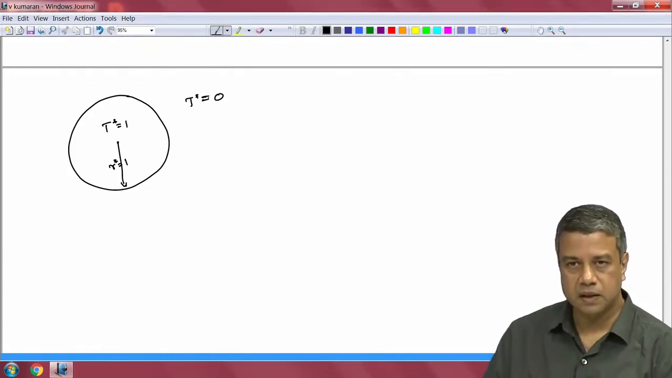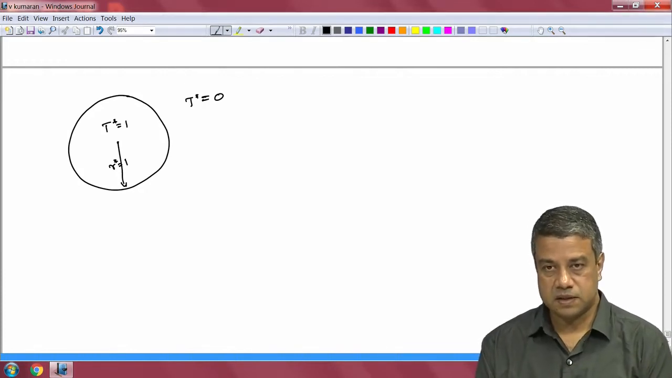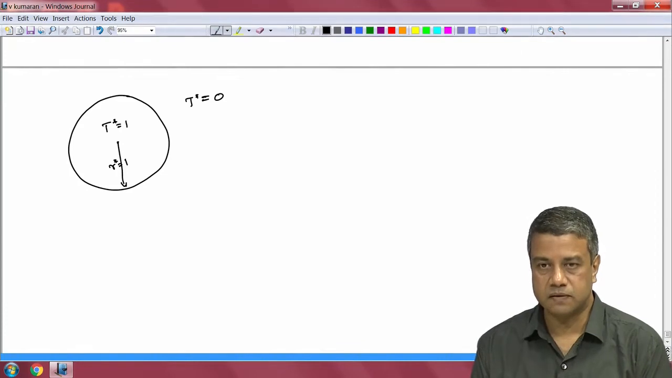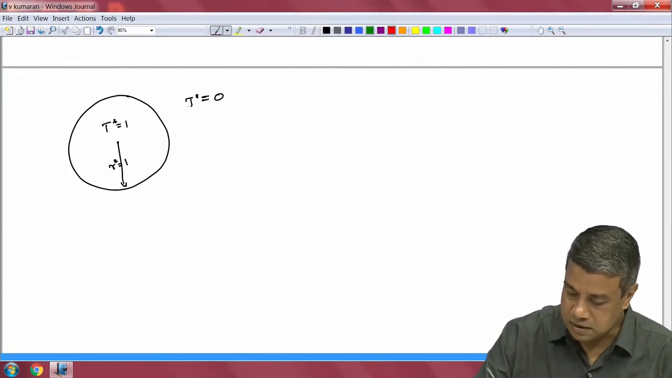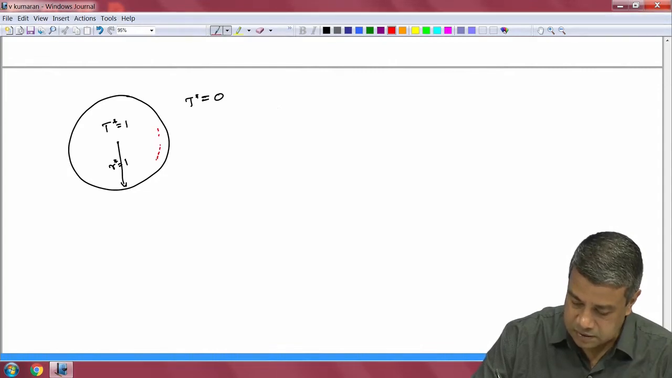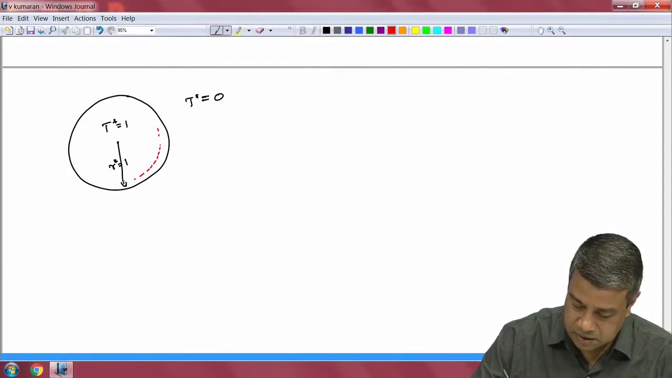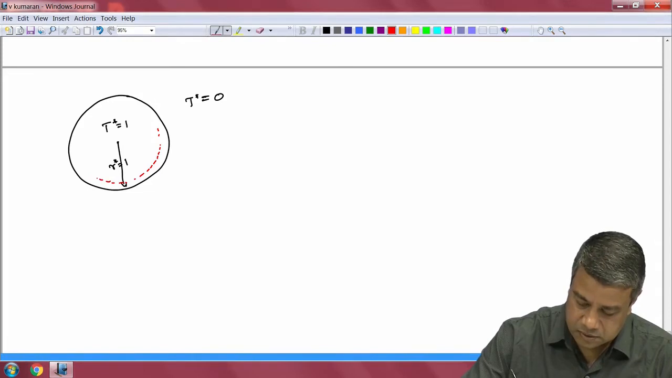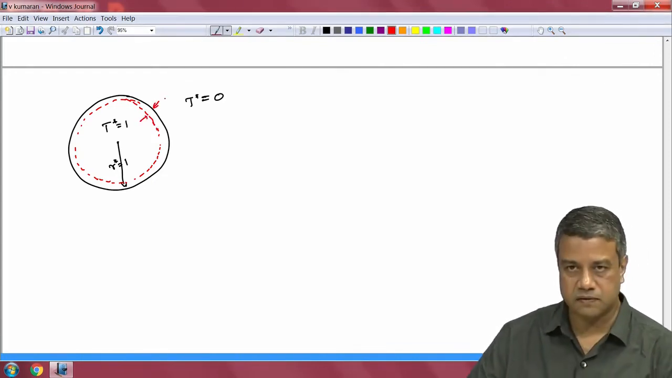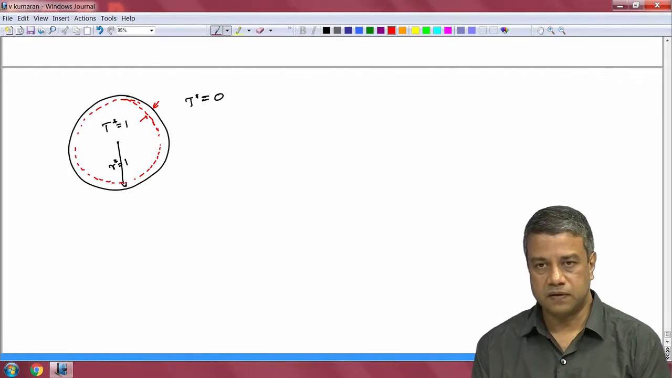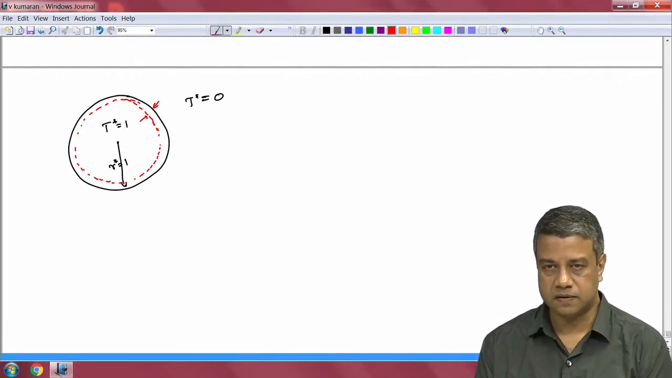Okay. At very early times, the change in temperature due to the application of the boundary condition is going to be restricted to a thin region close to the interface, of thickness which is small compared to the radius of the cylinder.